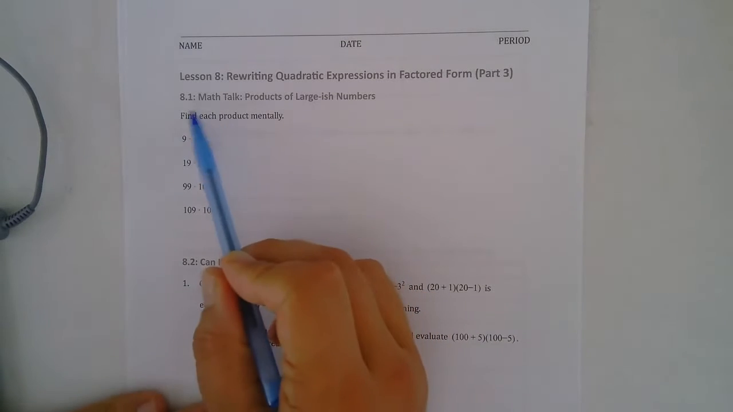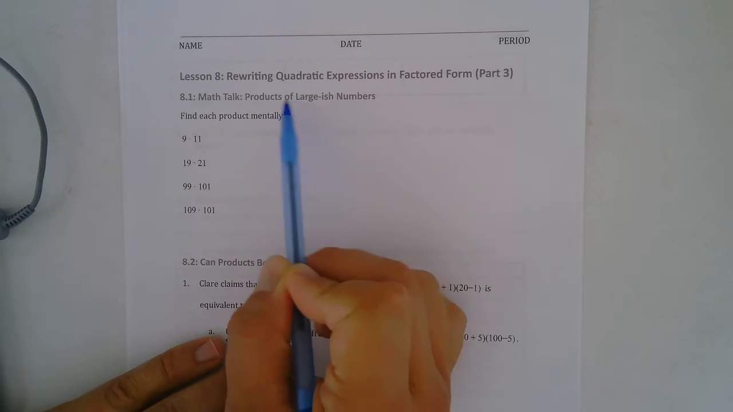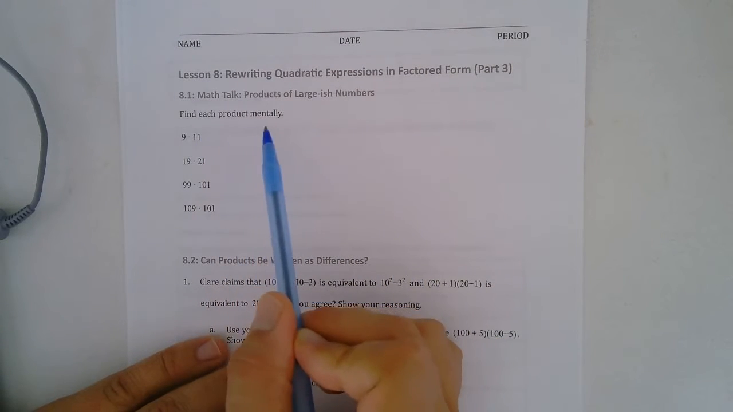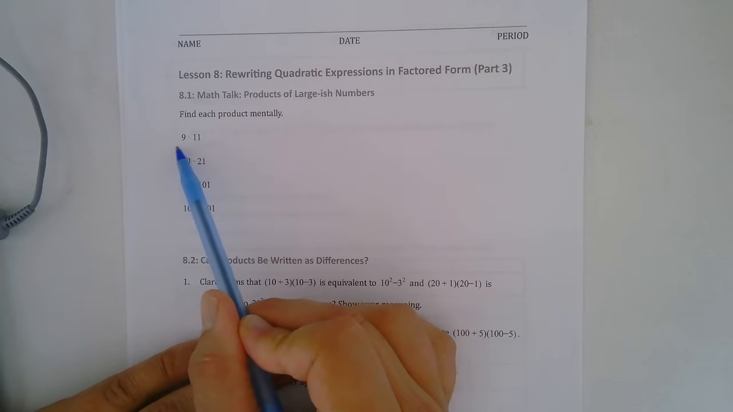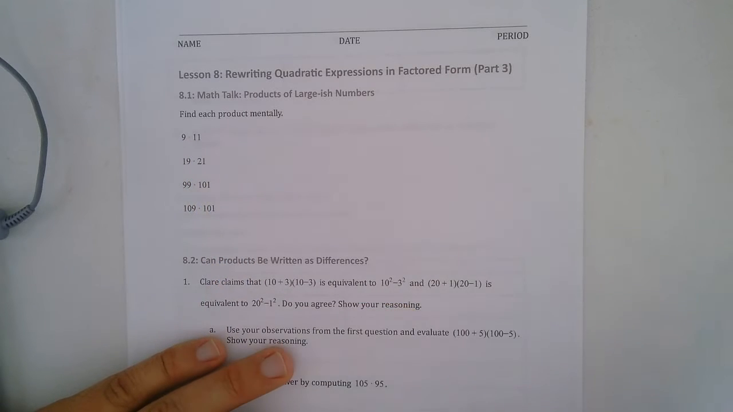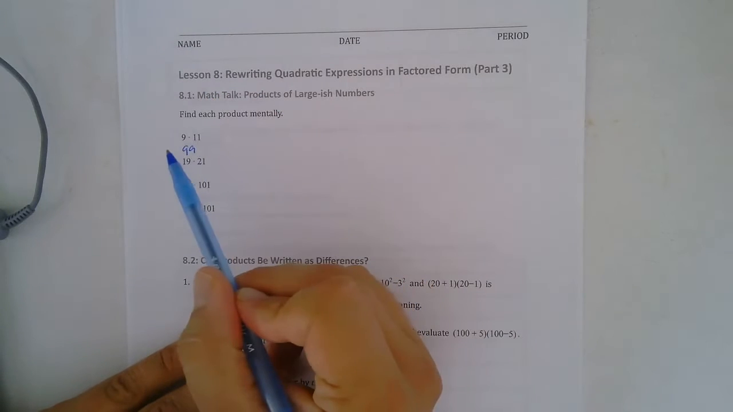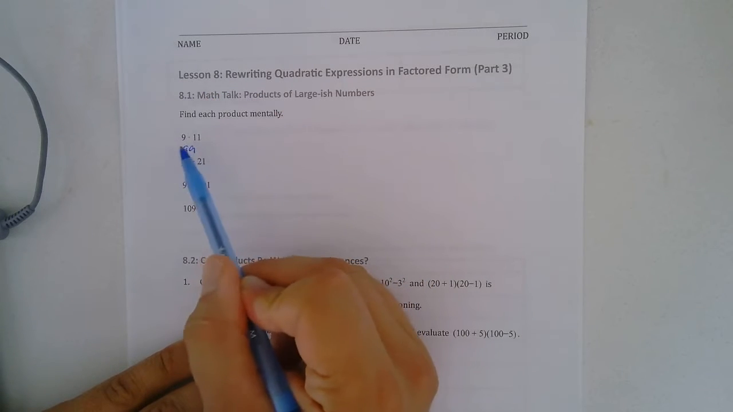So if we look at our opening talk, a math talk about the product of large-ish numbers. So we're going to find each product mentally. So one thing, I have 9 times 11 memorized. So I know that that's 99. But you could think of this in a different way.